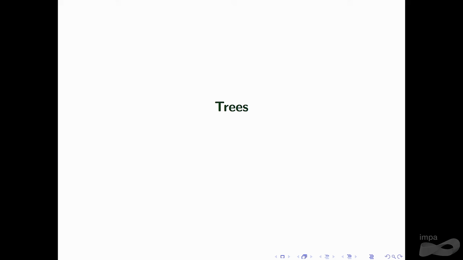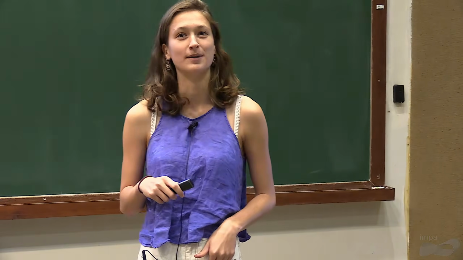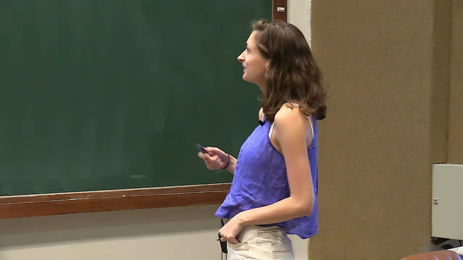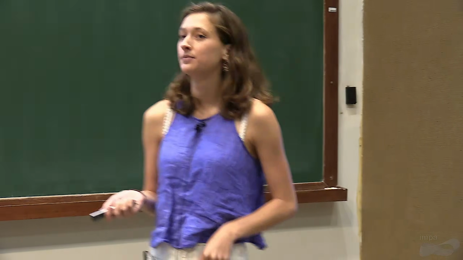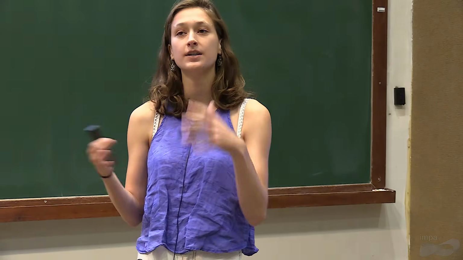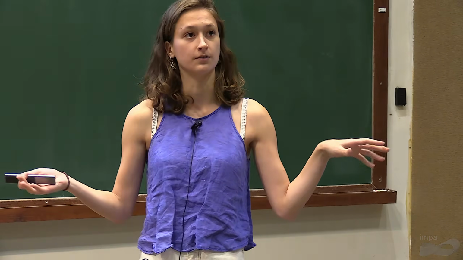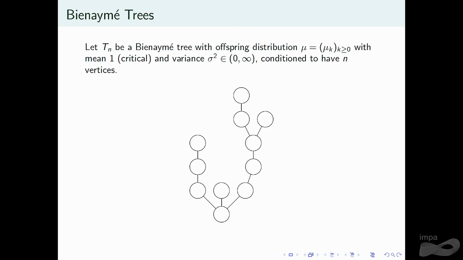So we won't start off talking about snakes, but just about trees. But what we're going to be eventually looking at are trees with spatial positions for each of the vertices. And the trees that we're going to be considering are size-conditioned bien-aimé trees. So throughout this talk, we're going to let Tn denote a bien-aimé tree with offspring distribution mu. We're going to assume that this offspring distribution is critical, so has mean 1, and has finite variance. We'll condition it to have size n.